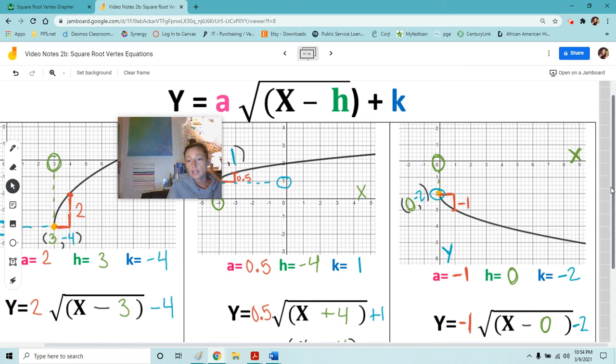Okay, so that is all about how to write these equations, how to use them.